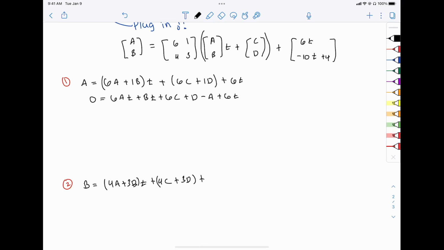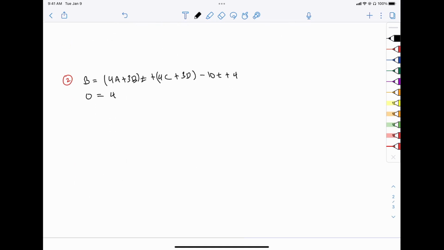And then let's not forget to tack on our non-homogeneous term. That's just going to be negative 10t plus 4. Okay. And then if I do the same thing that we did on the other side, we'll get 0 equals 4at plus 3bt plus 4c plus 3d minus b minus 10t plus 4.